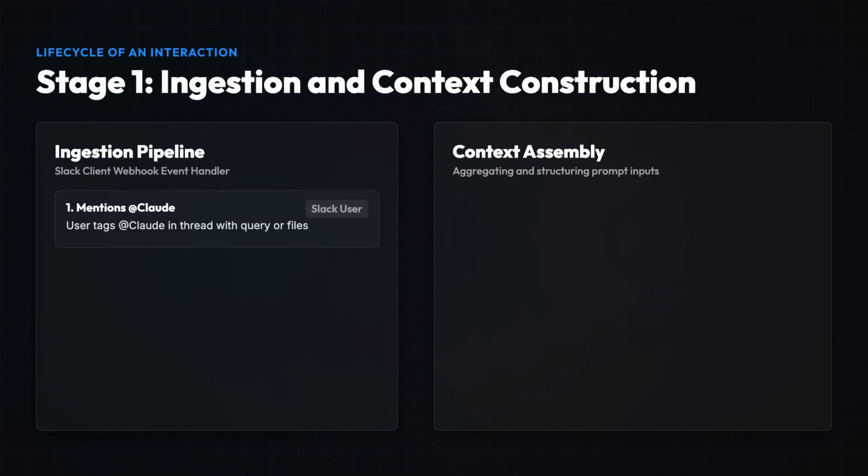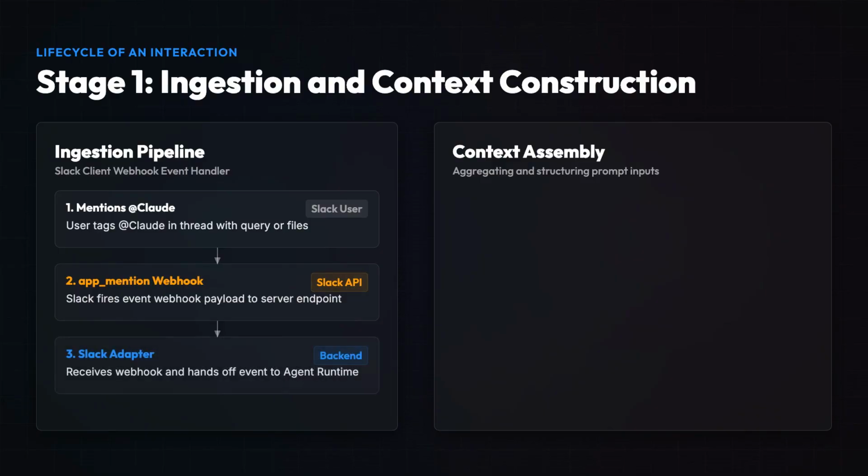It starts when a Slack user tags @Claude in a channel. Slack immediately fires an app_mention webhook event to the Slack adapter in the Claude Tag backend. Instead of passing just that single message to the language model, the agent runtime takes over.